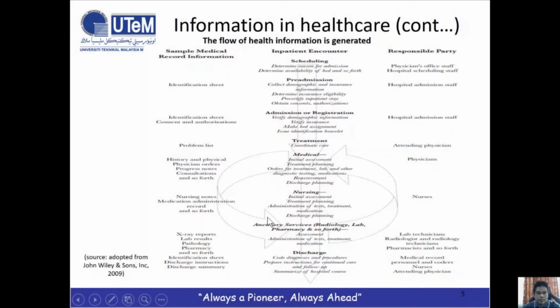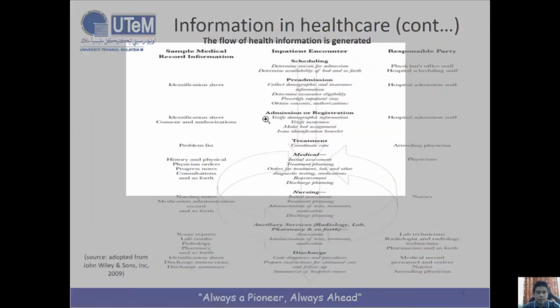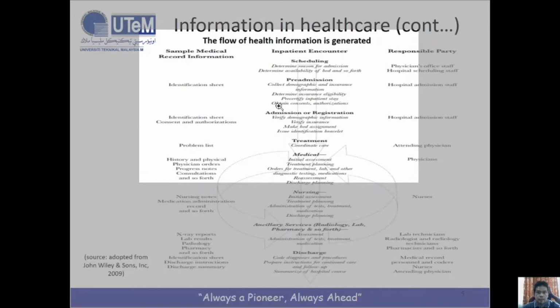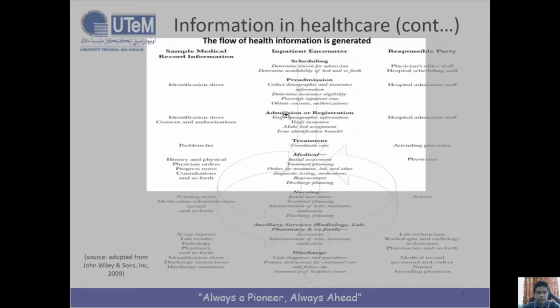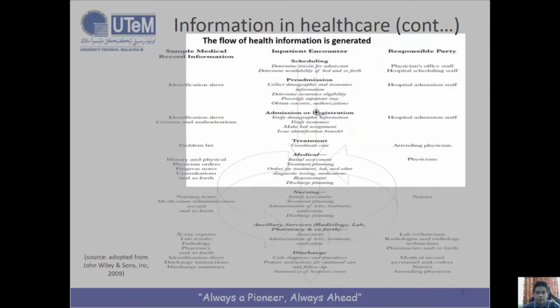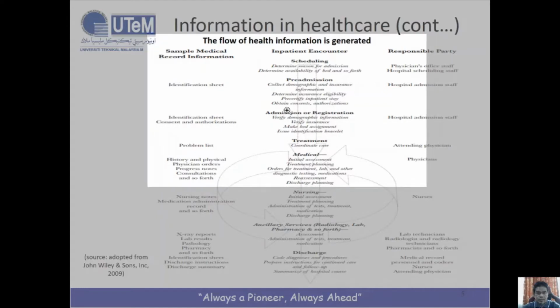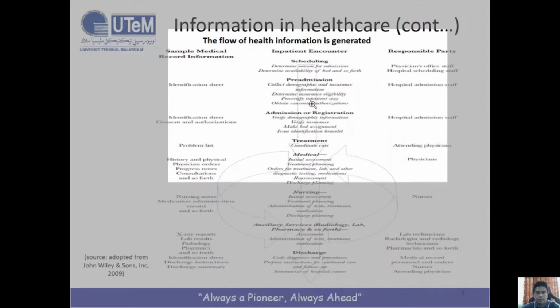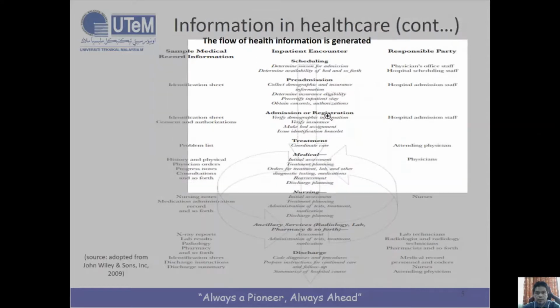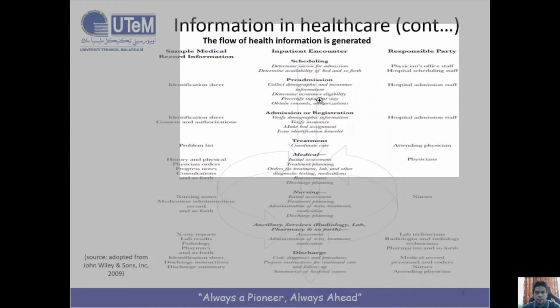Okay, this is a sample of a flow of health information and where it is generated. They call it three entities. The left one is a sample of medical record information. This is where the patient and hospital interact.